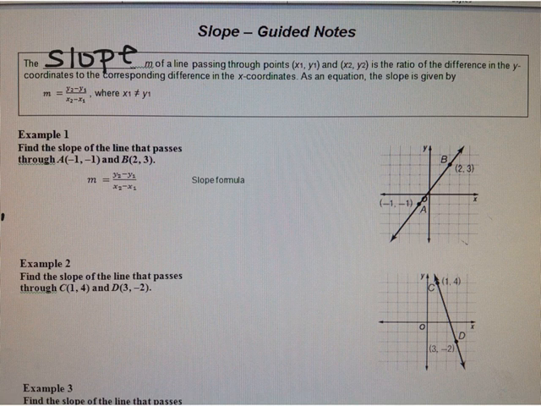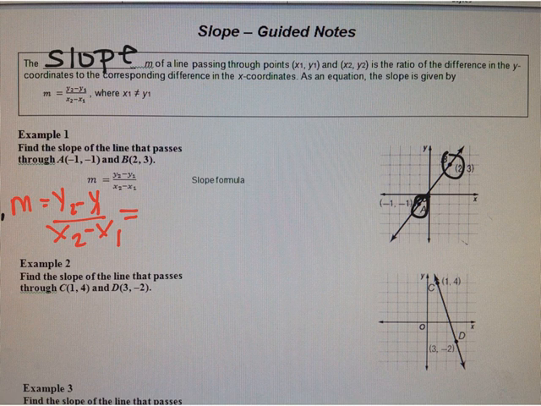So let's look at example 1. Example 1 says find the slope of the line that passes through point A, which is (-1, 1), which if we look at our graph is over here, and point B, which is (2, 3) over here. So the first thing that we always need to do is write our equation down. So we have m is equal to y2 minus y1 over x2 minus x1. So simply we're going to substitute in our values.